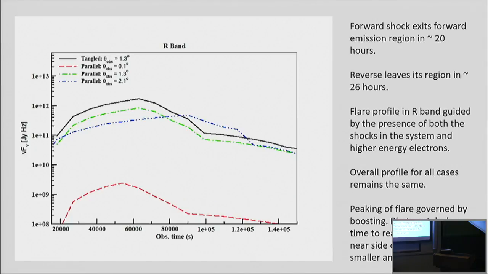On the other hand, for a smaller viewing angle or larger viewing angle, the peaking happens sooner or later depending on the viewing angle, and that's basically because in the case of a smaller viewing angle, photons are now taking a shorter time to reach from the far side of the emission region to the near side. So that decides when the flare peaks when you change the viewing angle.